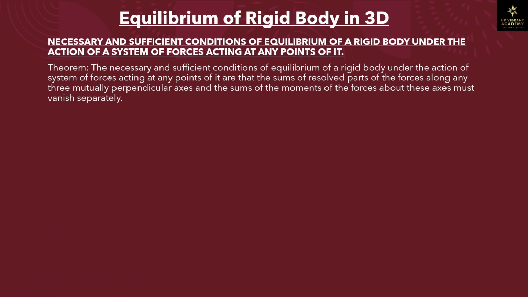So we have the theorem: the necessary and sufficient conditions of equilibrium of a rigid body under the action of a system of forces acting at any points of it are that the sum of resolved parts of the forces along any three mutually perpendicular axes and the sum of moments of the forces about these axes must vanish separately. So how can we prove this?